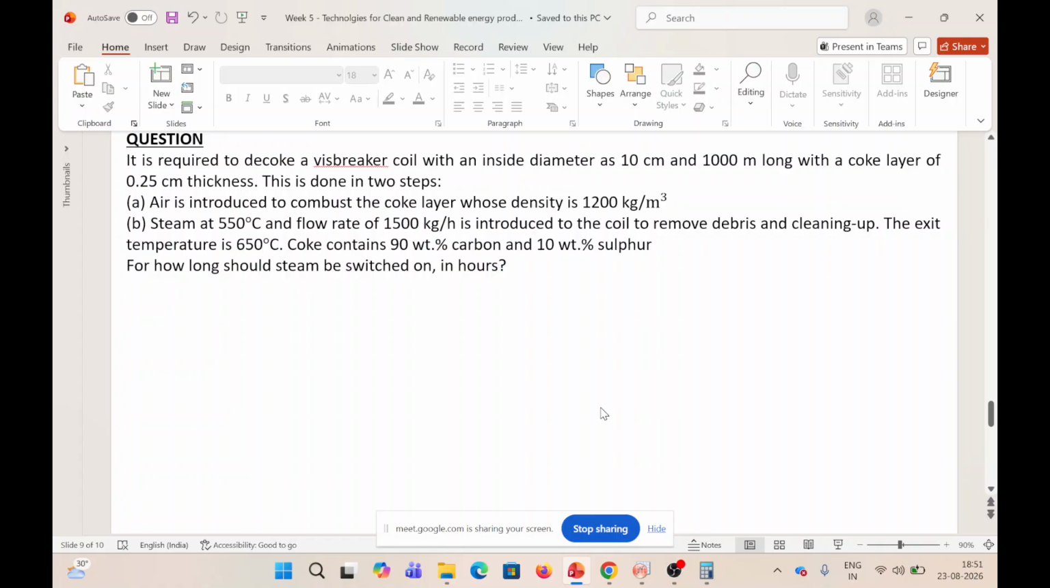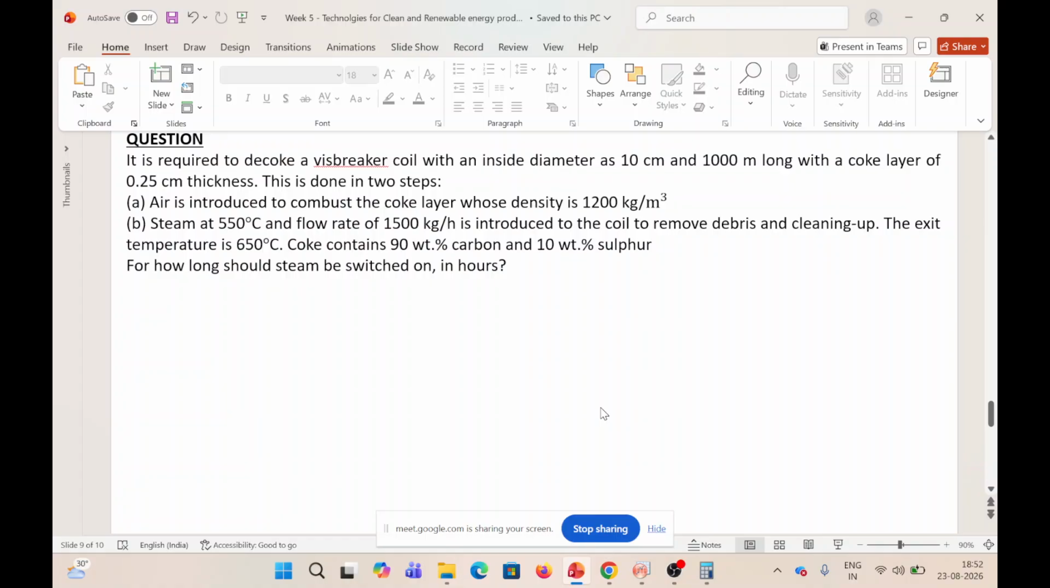This is going to be done in two steps. One, air is introduced to combust the coke layer whose density is 1200 kilogram per meter cube, and then steam at 550 degrees Celsius and flow rate of 1500 kg per hour is introduced to the coil to remove debris and cleaning up. The exit temperature is given as 650 degrees Celsius. Coke contains 90 weight percentage of carbon and 10 weight percentage of sulfur. How long should the steam be switched on in hours?